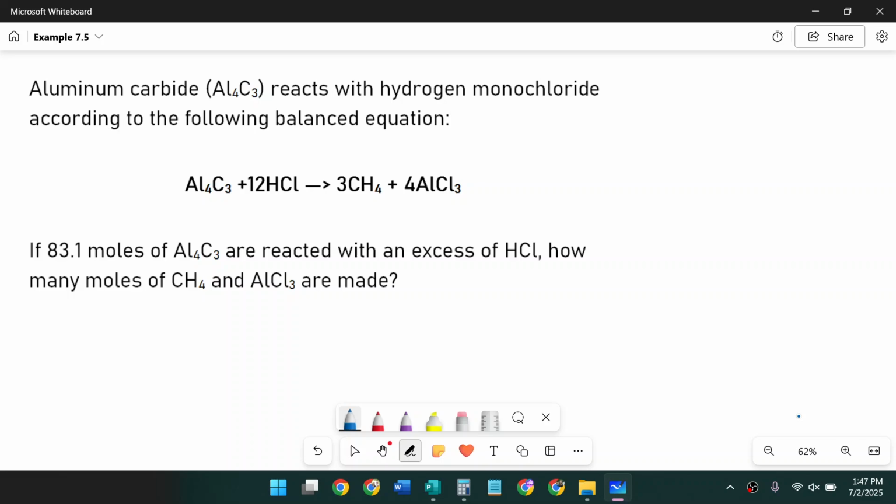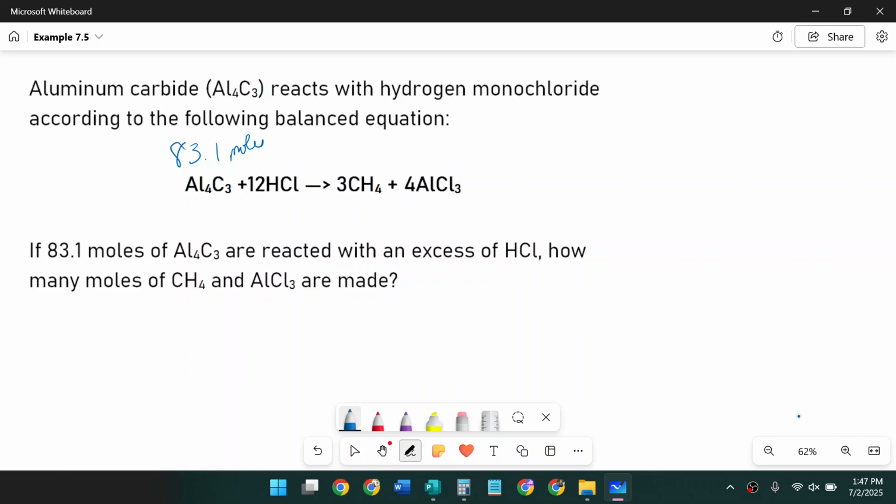If 83.1 moles of Al4C3 are reacted with an excess of hydrogen monochloride. So this one has excess. In other words, we're going to have leftover of that at the end of our reaction, which means we're using all of the Al4C3. That was the purpose in them telling you that there was an excess of one, so that you're aware that we're using all 83.1 moles. And they want to know how many moles of CH4 and AlCl3 are made.